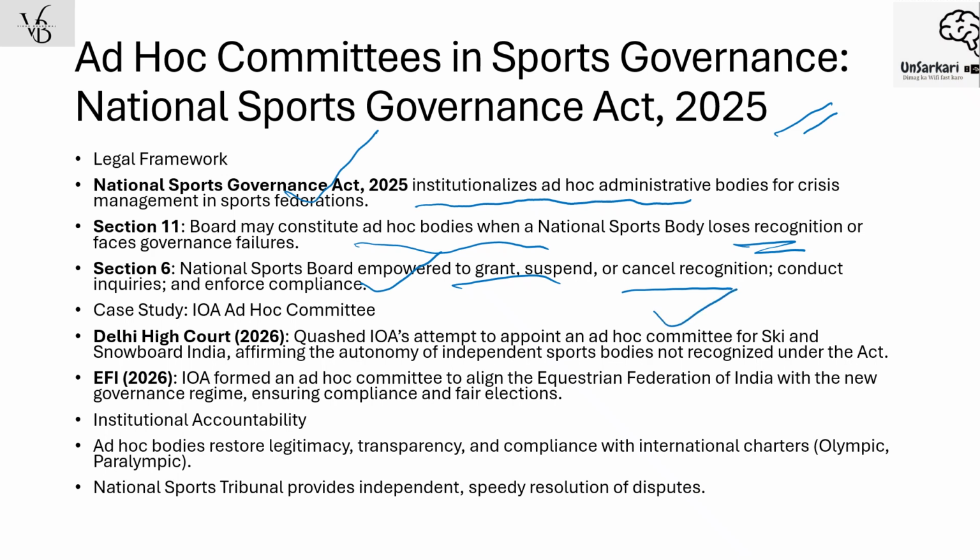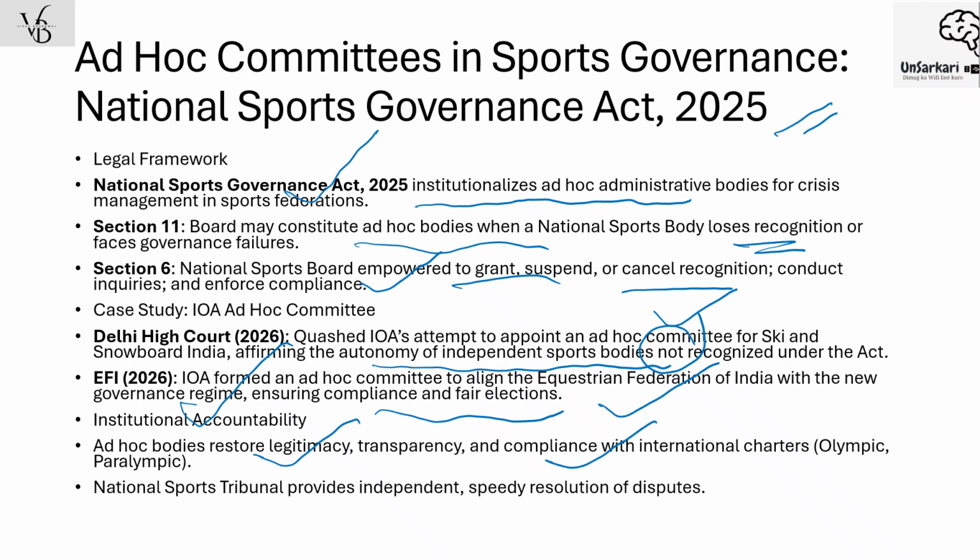So a Delhi High Court judgment was there which quashed IOA's attempt to appoint an ad hoc committee for Ski and Snowboard India, affirming the autonomy of independent sport bodies not recognized under the Act. Similarly, IOA formed an ad hoc committee to align the Equestrian Federation of India with the new governance regime, ensuring compliance and fair elections. So, institutional accountability. Ad hoc bodies restore legitimacy, transparency, compliance with the international charter, Olympic, Paralympic games, and so forth.